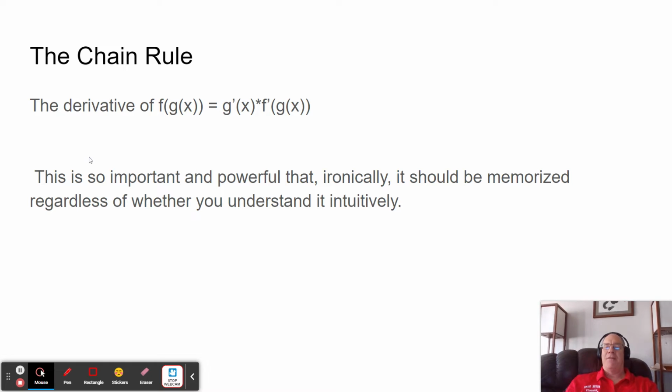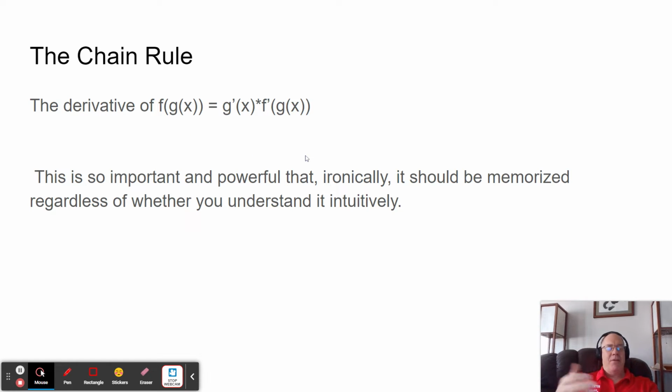The chain rule is defined as such. If we have a function of a function, a composition, in other words, f of g of x, the derivative of that is the derivative of g of x times the derivative of f with respect to g of x, or we just write f prime of g of x.